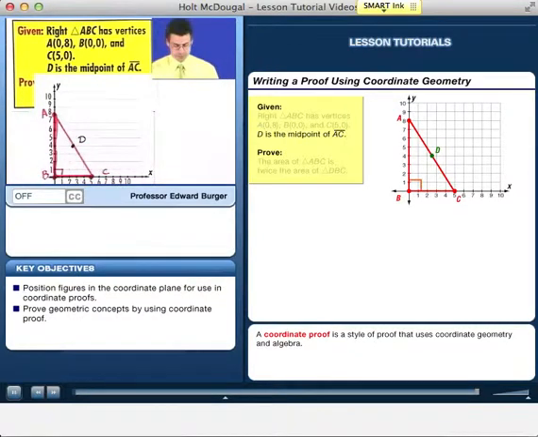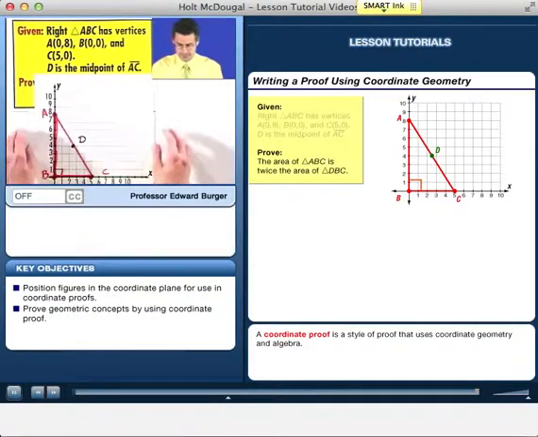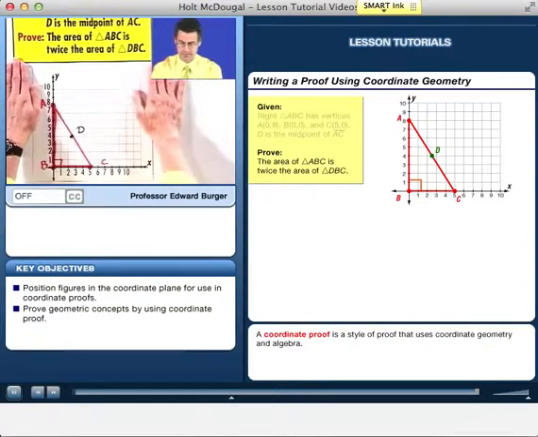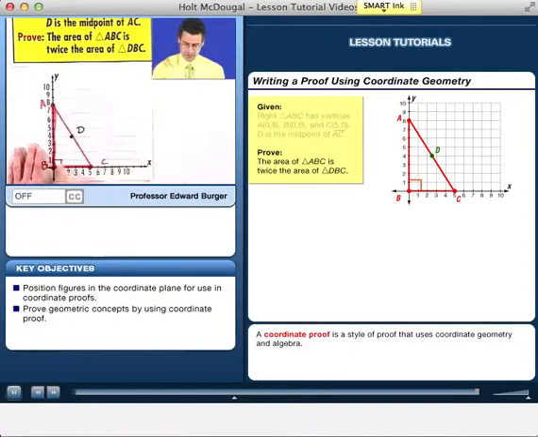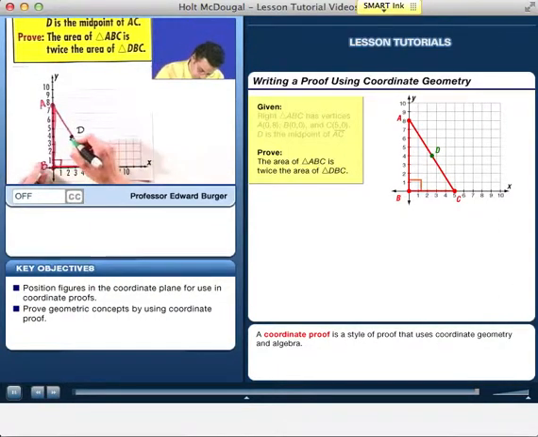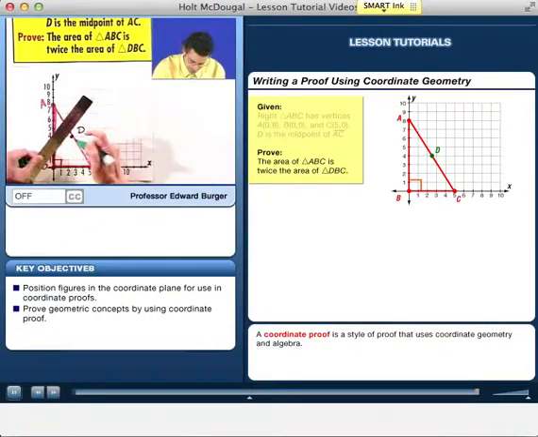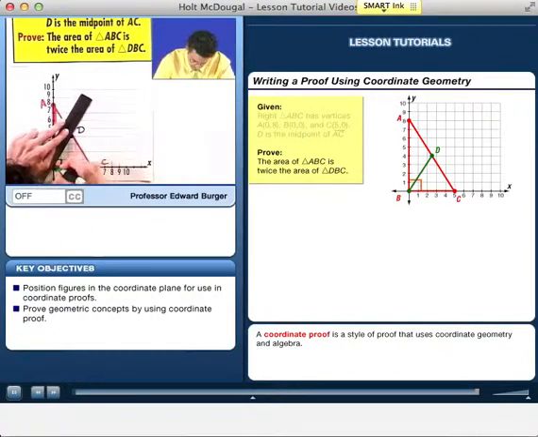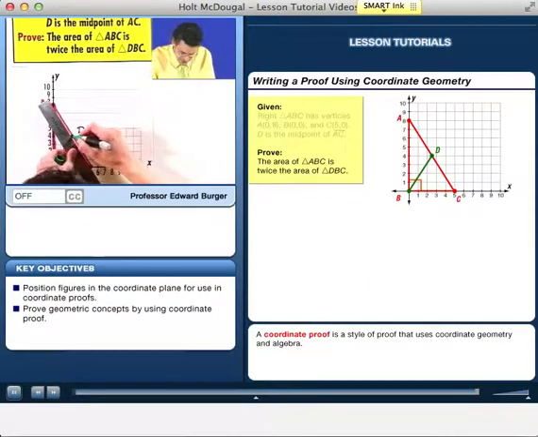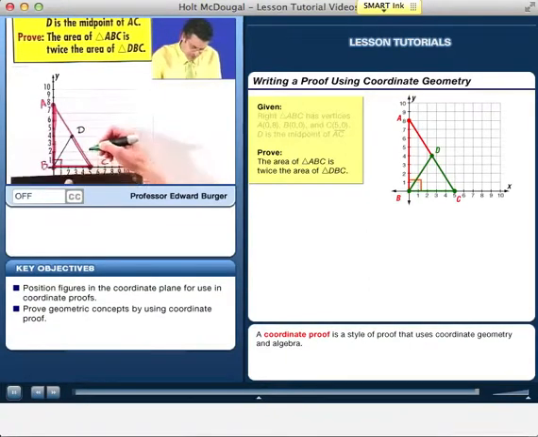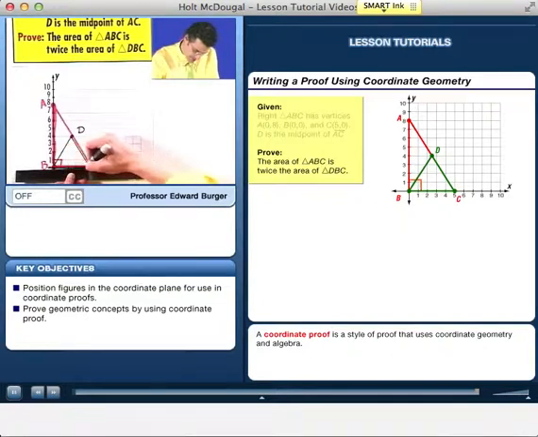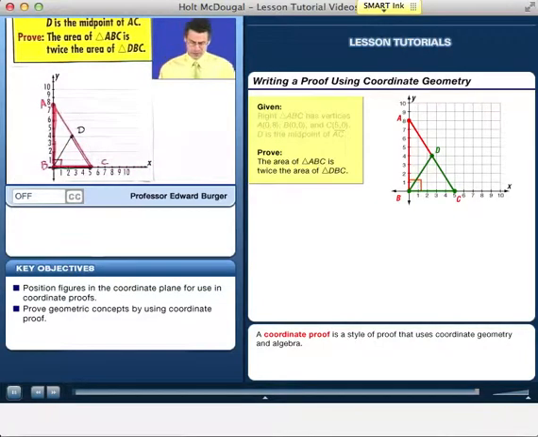And now what are we supposed to prove? We're supposed to prove that the area of this original red triangle is twice the area of some new triangle. What triangle is that? That's triangle DBC. This triangle right here, which I'm going to draw in green with my straight edge. There we go.